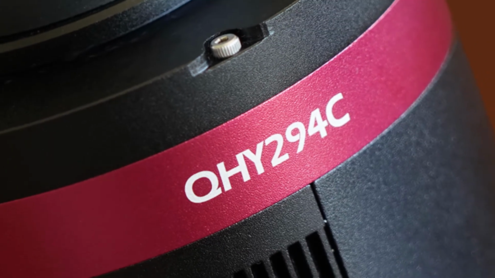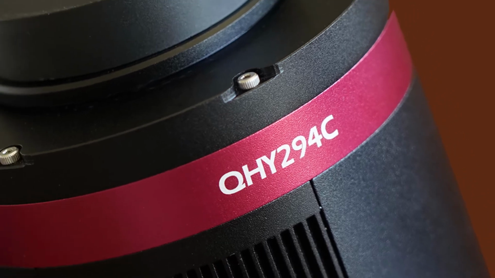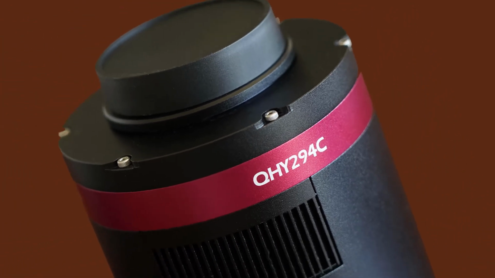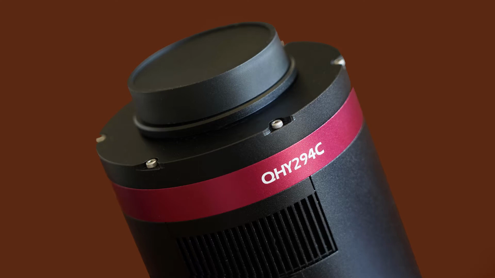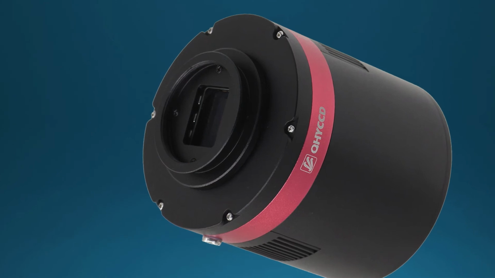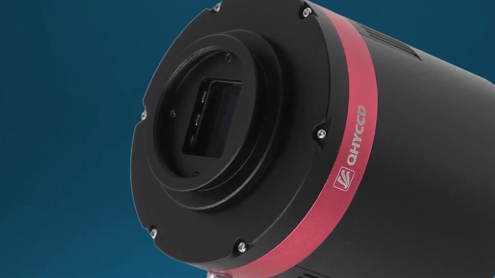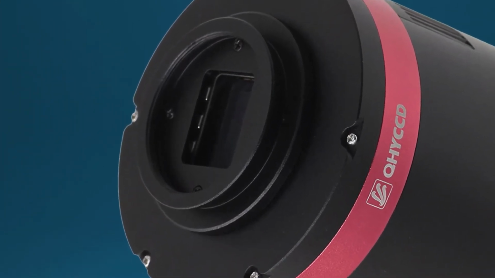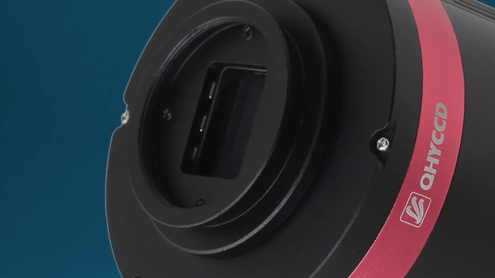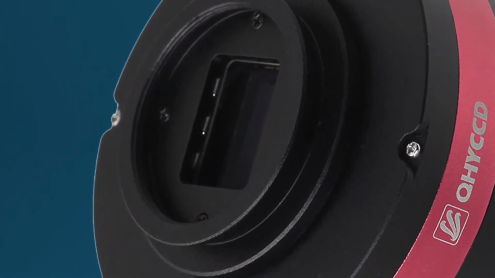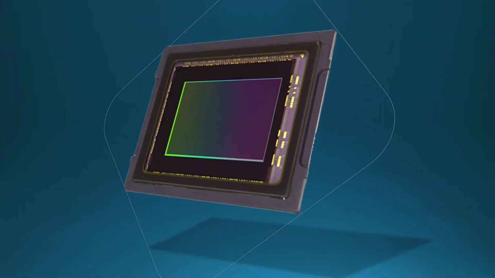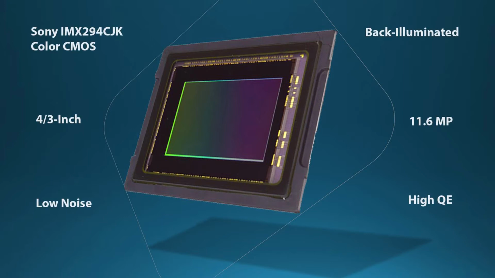The QHY294C is an 11.6 megapixel color camera with a highly sensitive, back-illuminated, 4/3 inch 14-bit Sony CMOS sensor. The QHY294C boasts not only high QE, but also exceptionally low read noise and dark current. The heart of the camera is a Sony IMX294 CMOS sensor. This sensor has incredibly low noise performance and exceptionally high sensitivity due to its quantum efficiency.